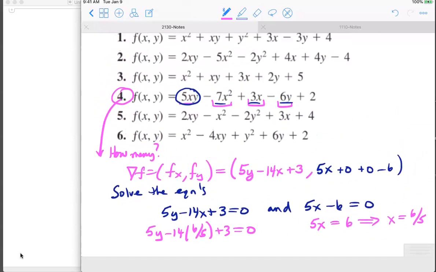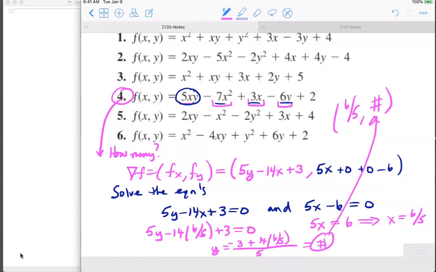So we can figure out that y is equal to minus 3 plus 14 times 6/5, and then divide all that by 5, and whatever number that comes out to be. Okay, so it looks like in this problem there is only one critical value, and that is the value 6/5, comma, whatever that number comes out to be here. Okay, so this is your critical value.